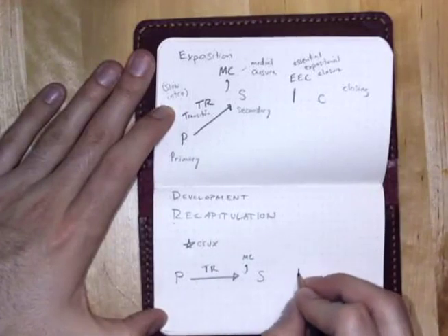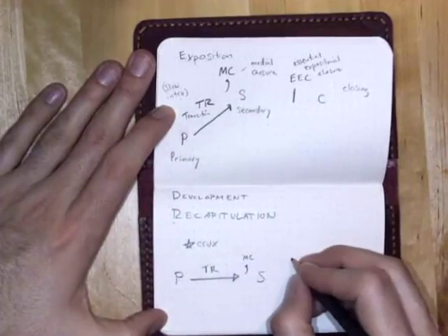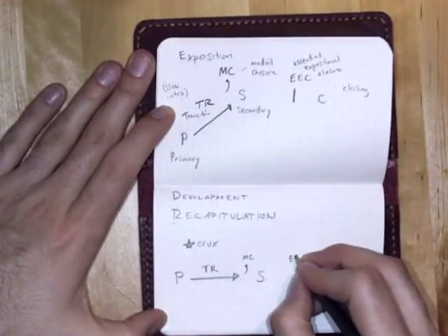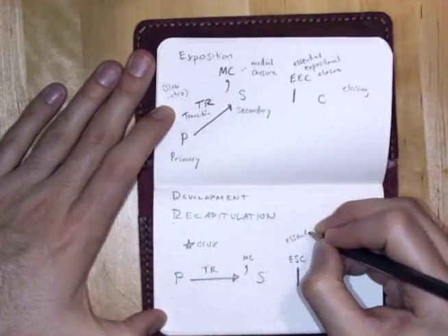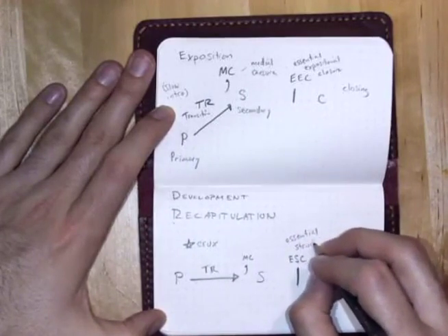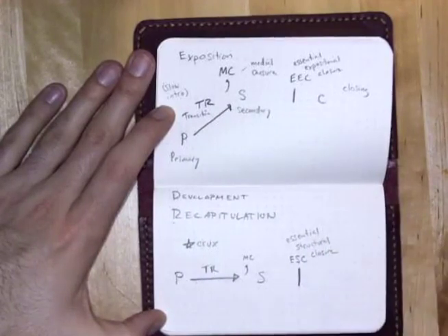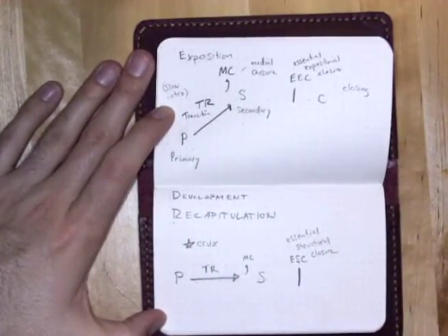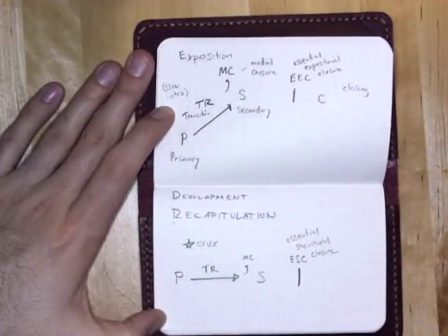Secondary theme pushes towards an equivalent moment for the whole piece, which we call the ESC. That's the essential structural closure. That's oftentimes the very same perfect authentic cadence that we heard for the EEC, except that the essential structural closure is really what closes off the tonal motion of the entire piece.